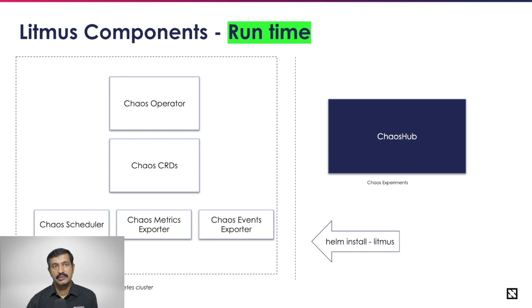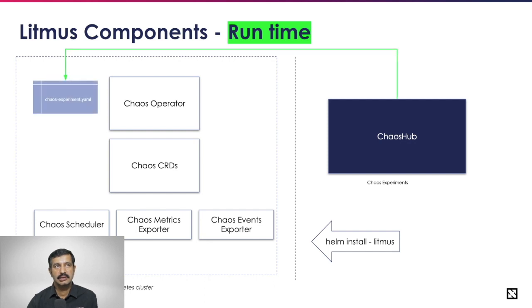So at runtime, once this is installed onto your cluster, you start by creating the chaos experiment YAML CRs onto your cluster. Because they are already available on Chaos Hub, your first step is to pull the ones that you require, and then you start creating the Chaos Engine YAML. The Chaos Engine YAML has both the information about where you're going to run chaos, that is which application, pod, all that stuff, and what experiments you're going to run. These two pieces of information you provide in the Chaos Engine.